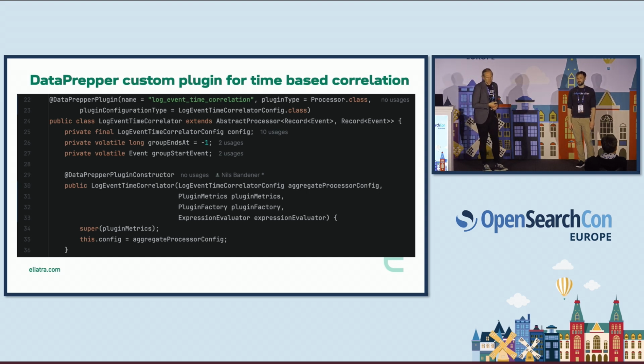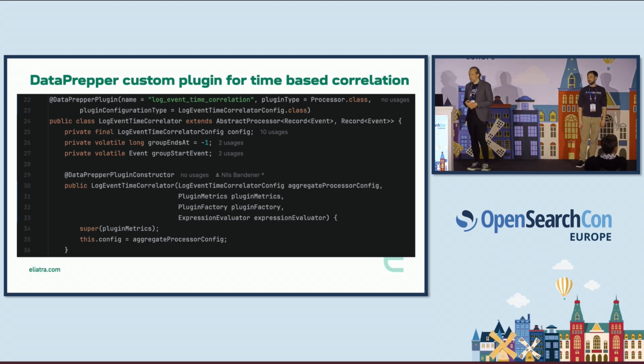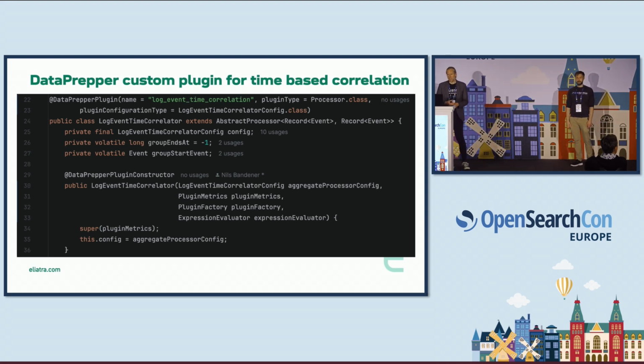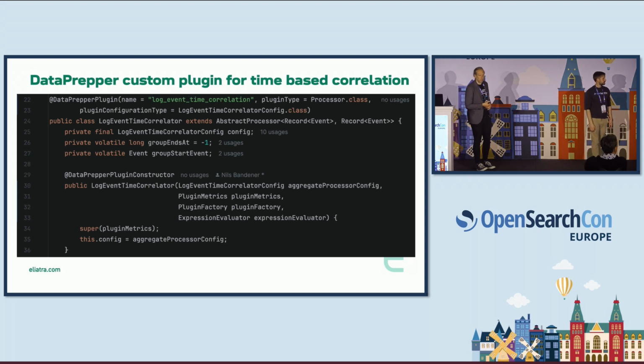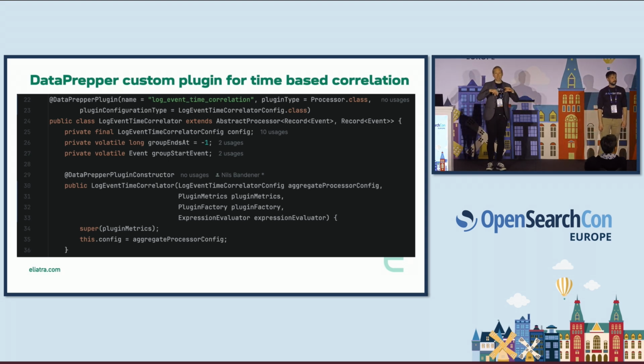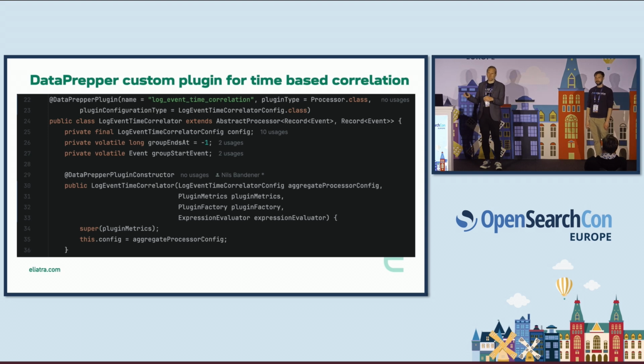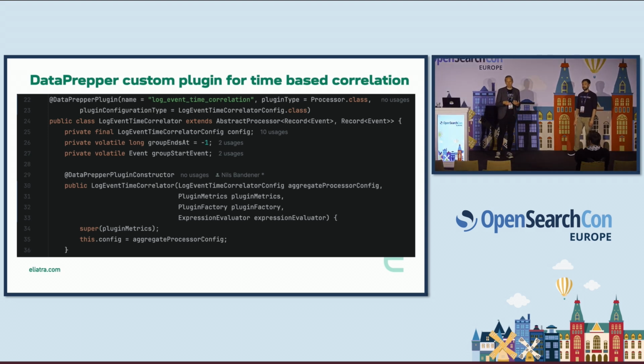There's a bit of boilerplate. Interesting are lines 26 and 27, the two private volatile variables, which are the state that spans several events, several log events. We can save state here which we want to use for later processing of log events. And the second one, group start event, is, in our case, the log entry in the audit log which indicates the configuration change.